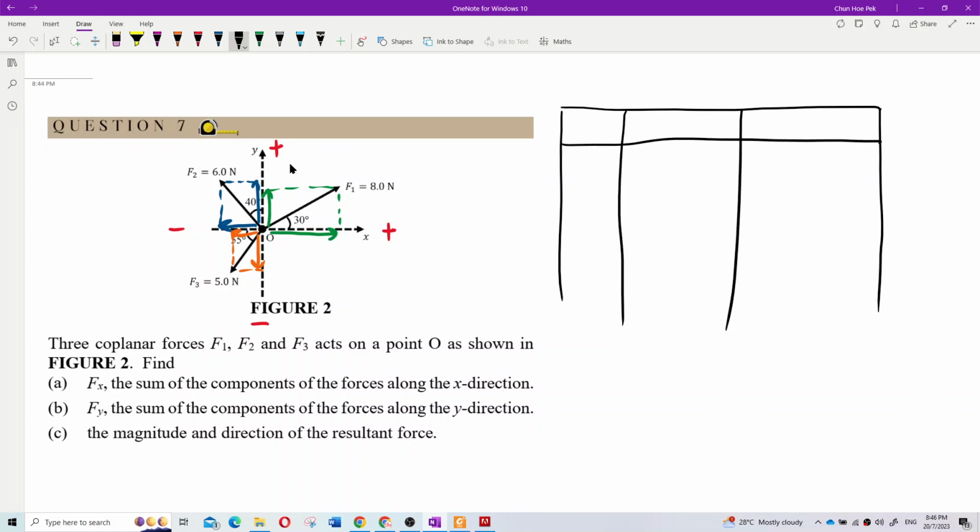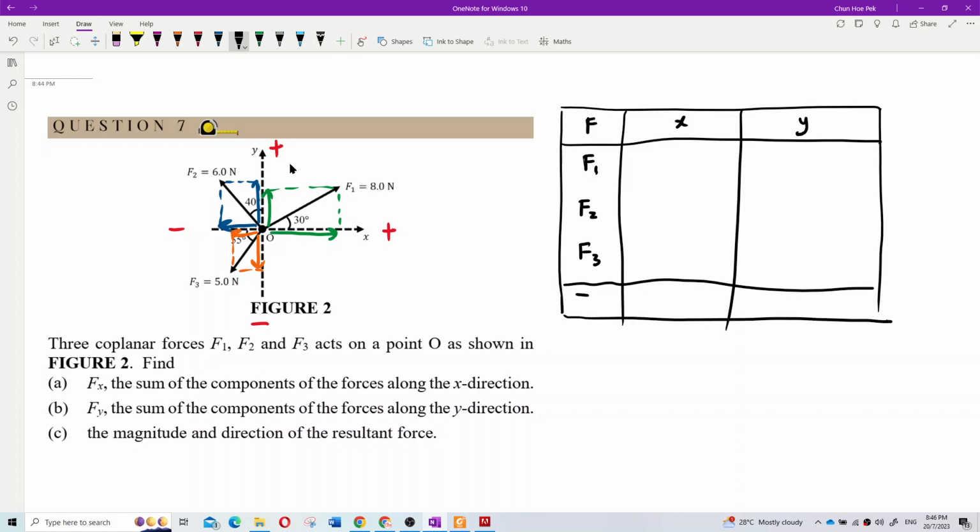Systematic. So we have the forces here, x component, y component. So we have F1, F2. Somebody prepare your calculator, ready to get me the value, class. Ready to get me the value.